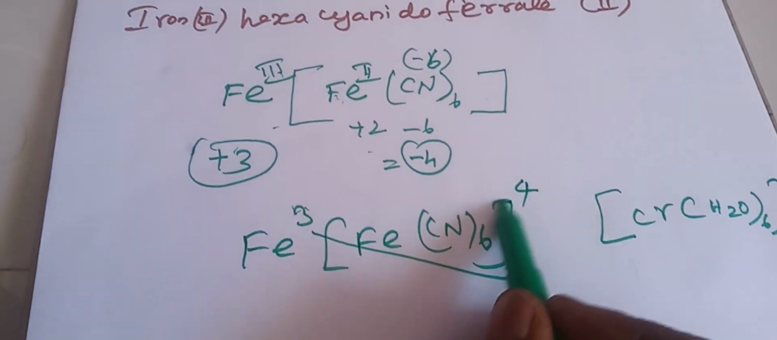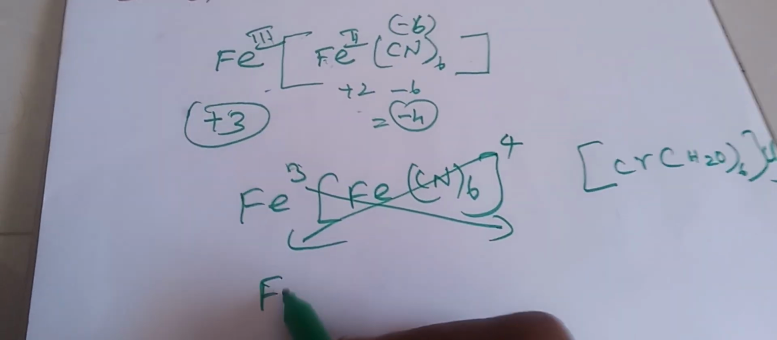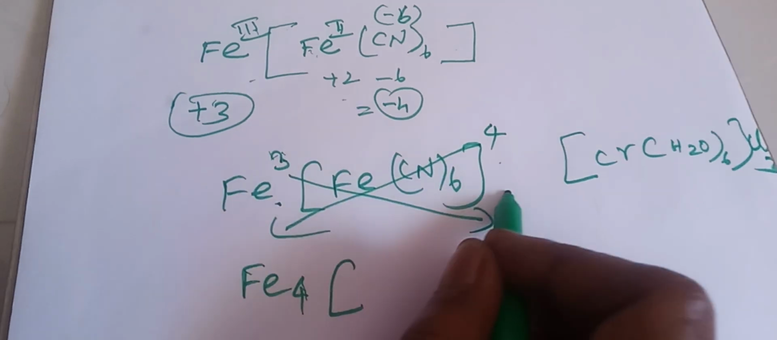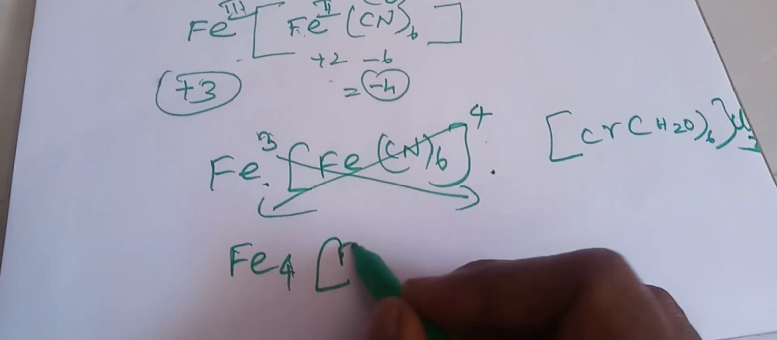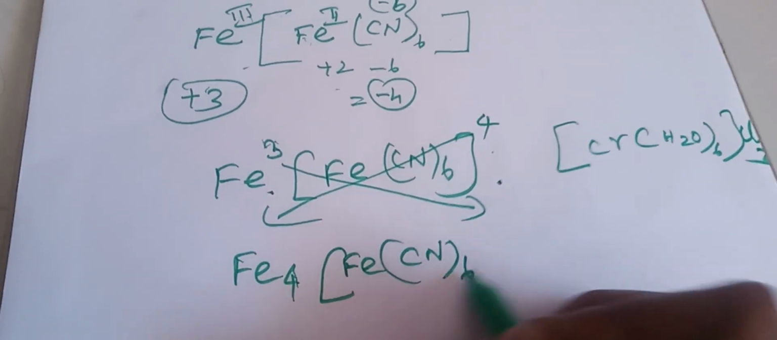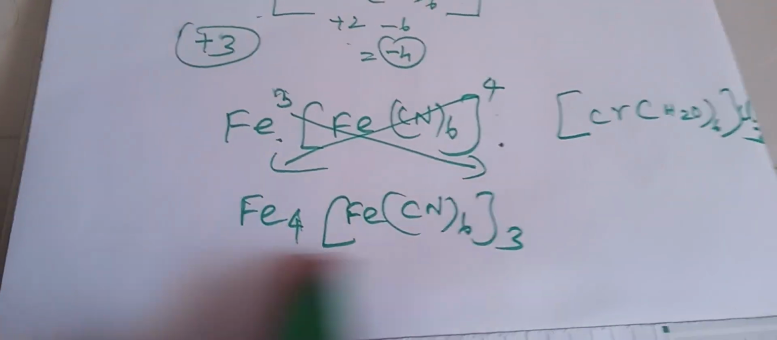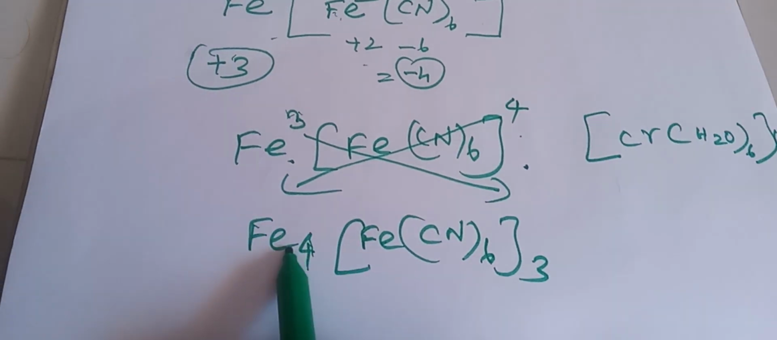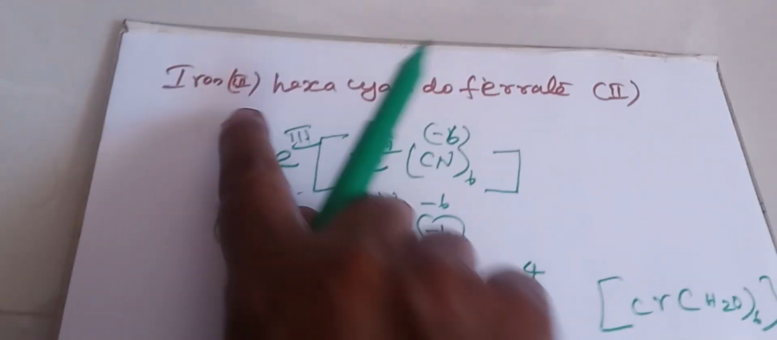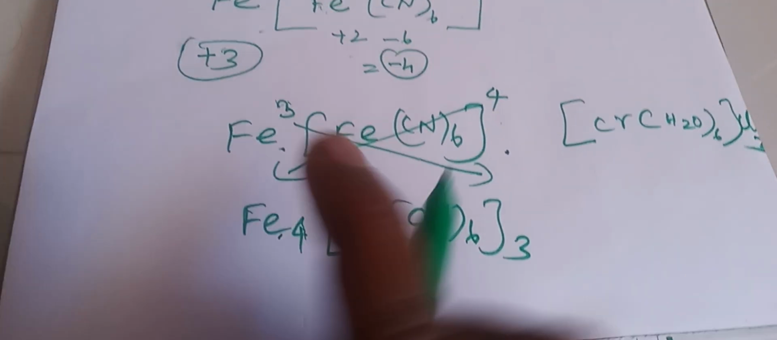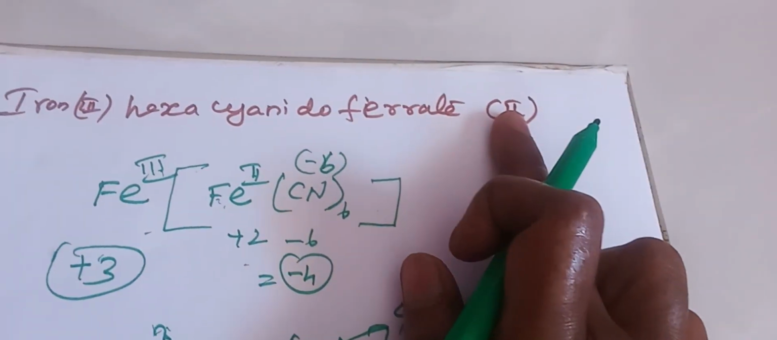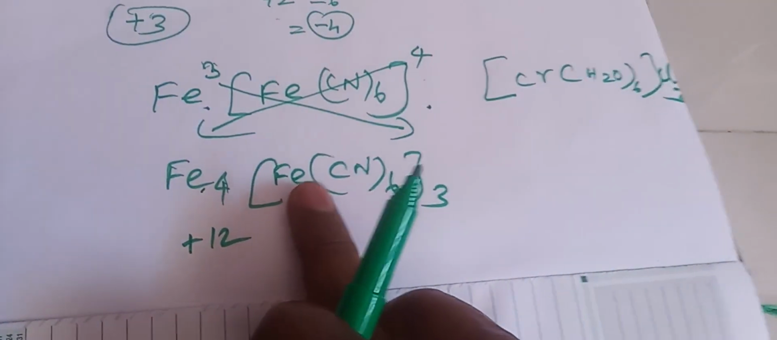So when you cross multiply, this 4 will come over here, Fe4. This 3 will go outside the coordination sphere, Fe(CN)6 thrice. Now when you calculate, the overall charge should be 0. Normally we have seen this ion valency 3, so 3 into 4 is 12. For this ion ferrate, the valency is given as 2. In the question itself it will be given.